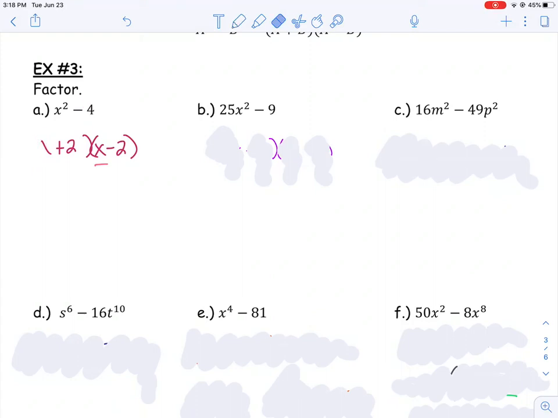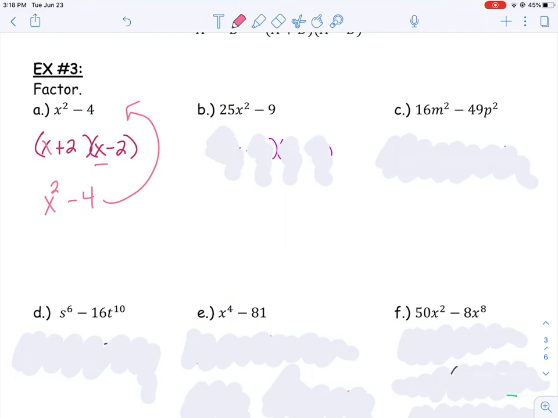You can double check by FOILing it out and making sure you have the same answer. I'm not sure why that keeps deleting, sorry. So if I were to FOIL it out, x times x is x squared, x times negative 2 is negative 2x, 2 times x is 2x, and 2 times negative 2 is negative 4. And you notice that these two middle terms are opposite, and so they end up zeroing each other out. So I end up just getting 2 terms, x squared minus 4, which is what I started with, right?